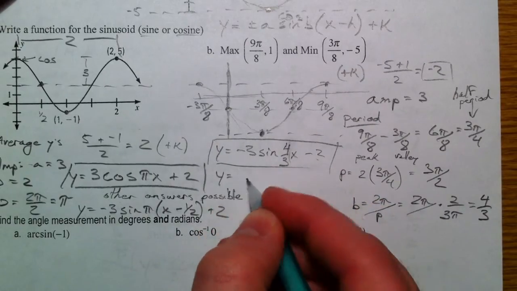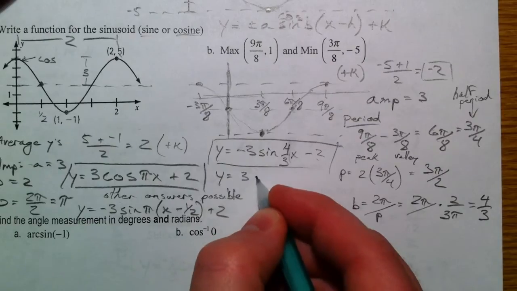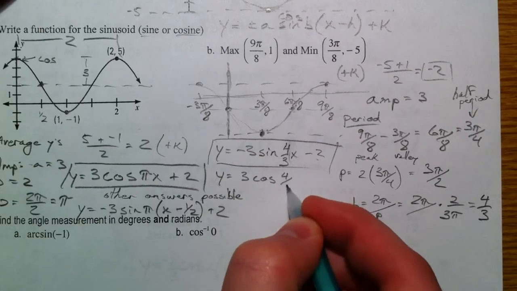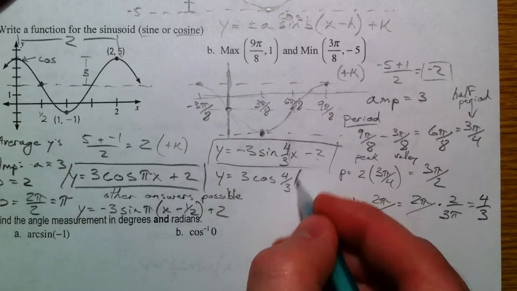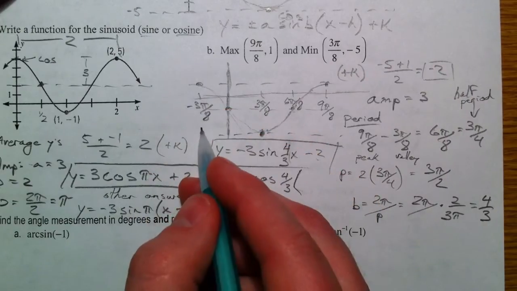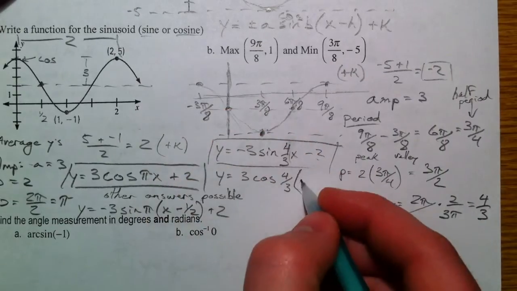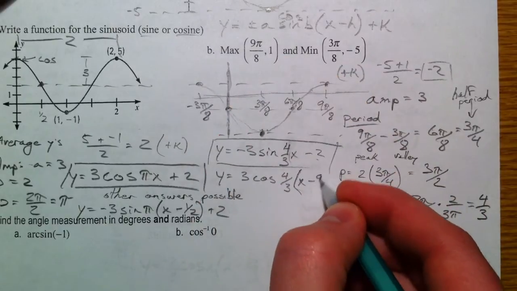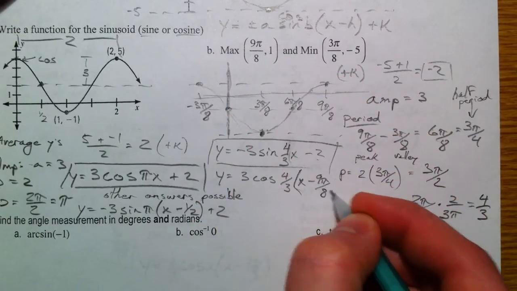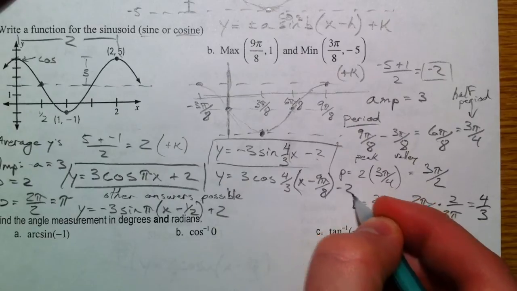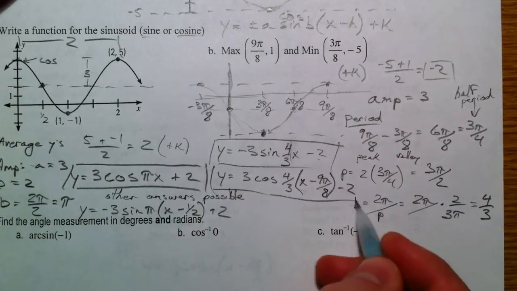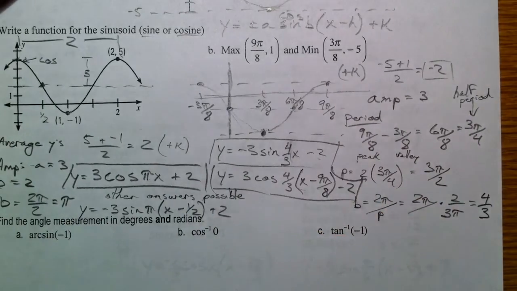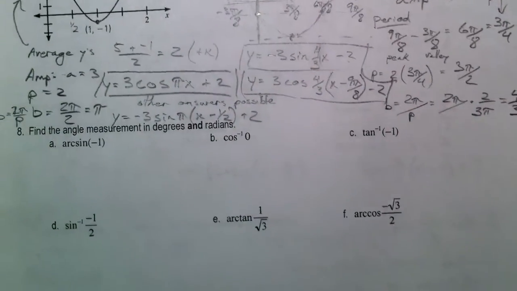Another option would be y equals 3 cosine of 4/3, and shift it to the left or to the right. Since we were given this 1 max, why not shift it to the right? 9 pi over 8, and then minus 2. That's also another option. Okay.